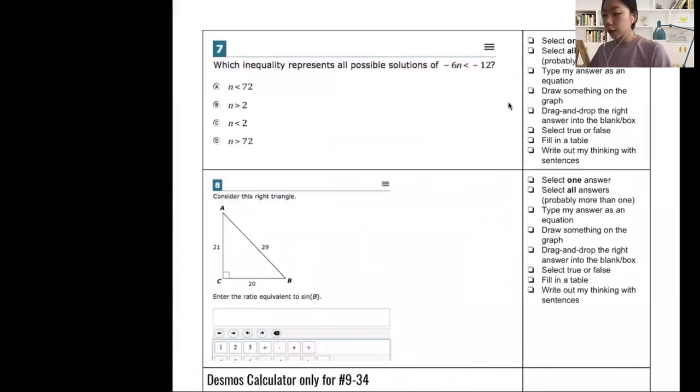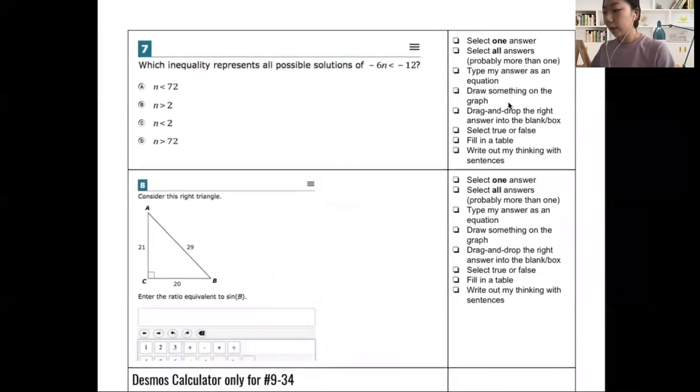Which inequality represents all possible solutions of -6n less than -12? Let's see what we can divide on both ends. 12 and 6 are both divisible by 6, so I'm going to do that first. I want to divide it by 6 on both ends. So we get -n less than -2.